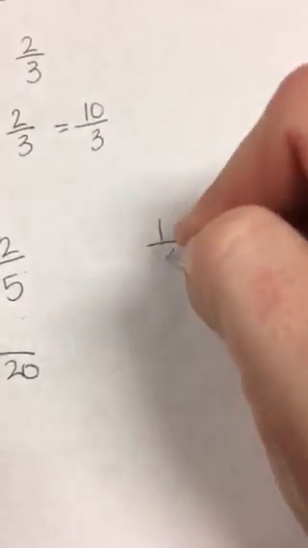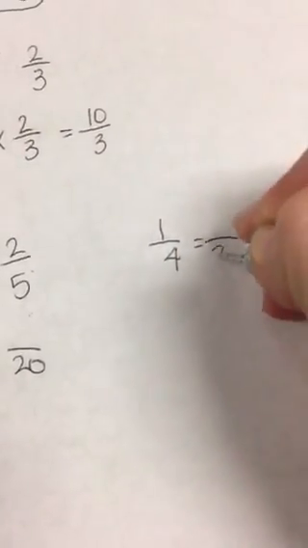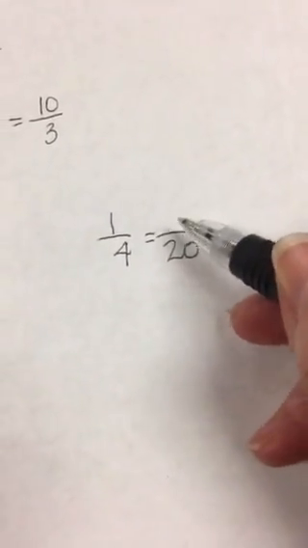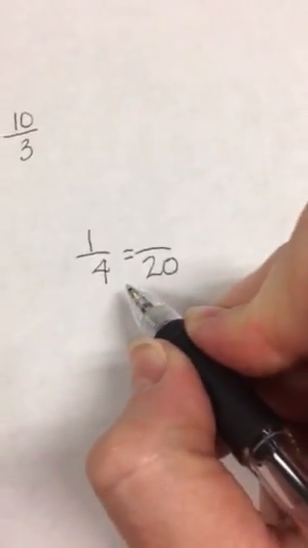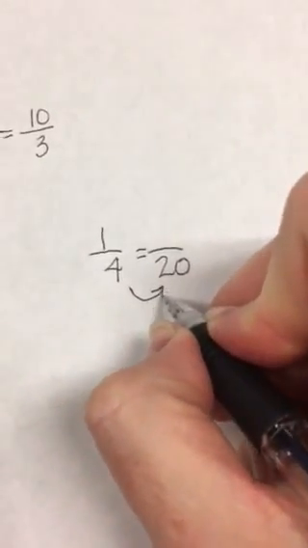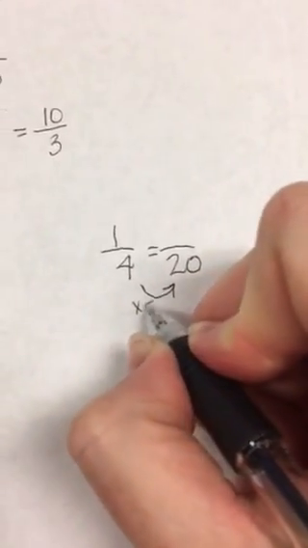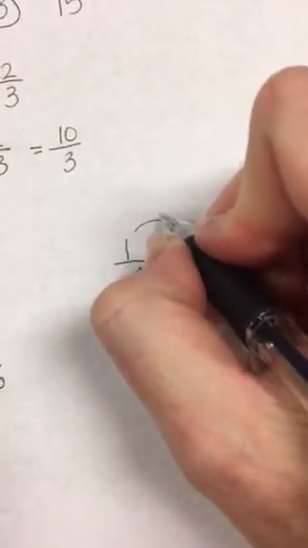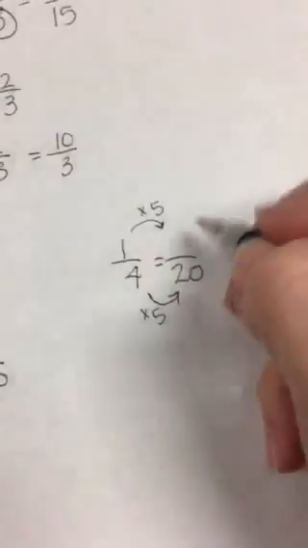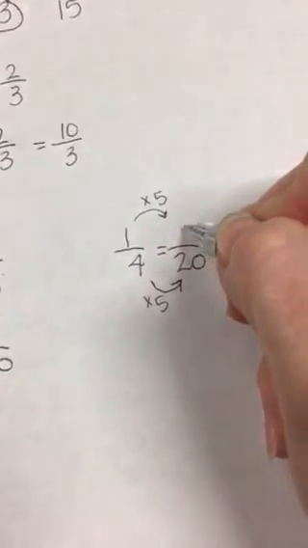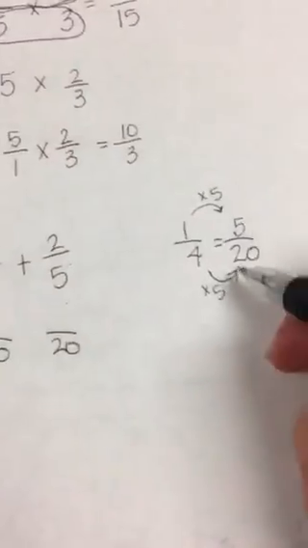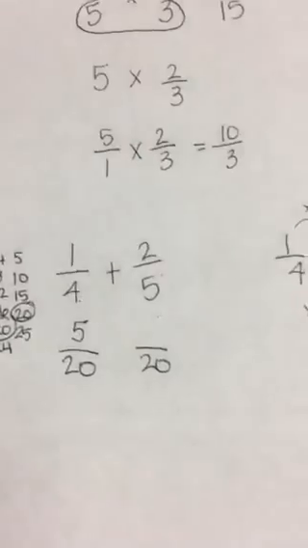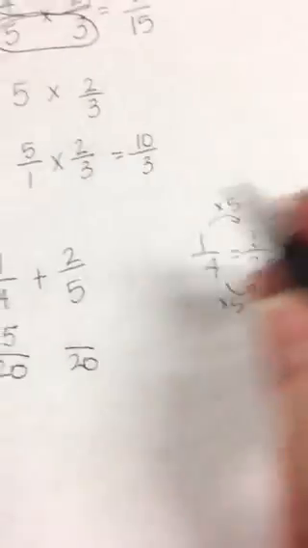So I'm going to say I had 1/4, but I want it to say something over 20. I want my numerator to change. So yesterday we looked for patterns in numbers. And the pattern here is that 4 times 5 gives me 20. So if I want an equivalent fraction, I do the same thing here, and 1 times 5 is 5. So this fraction is 5/20. I can do the same thing with 2/5.